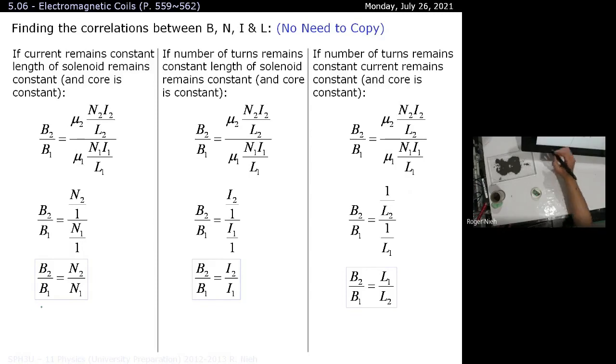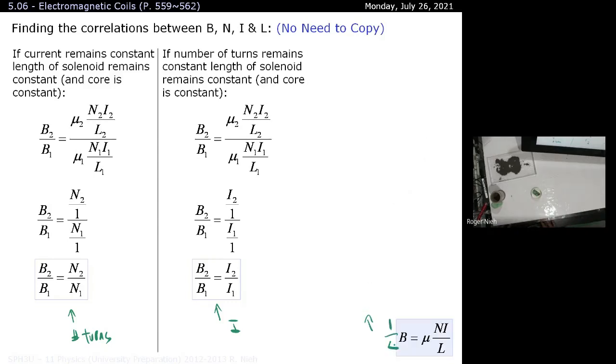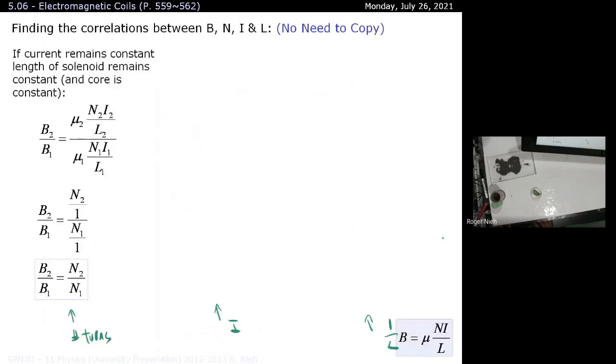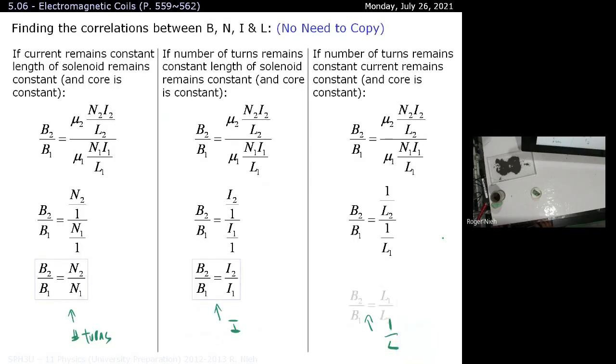All right, so B field intensity is proportionate to the number of turns. B field intensity is proportionate to current, and B field intensity is inversely proportionate to length. Exactly what you have stated all the way back over here. It's the same trends: proportionate, proportionate, inversely proportionate. And if you really want to do the fourth one, yes, B field will be proportionate to mu. Any other questions before I move on to my example?